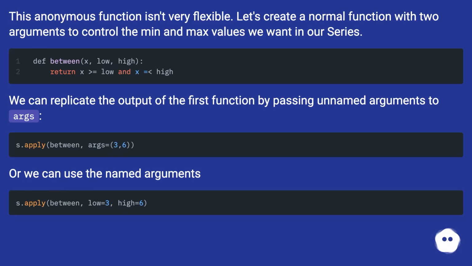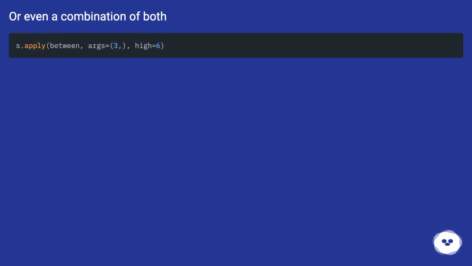We can replicate the output of the first function by passing unnamed arguments to args. Or we can use the named arguments. Or even a combination of both.